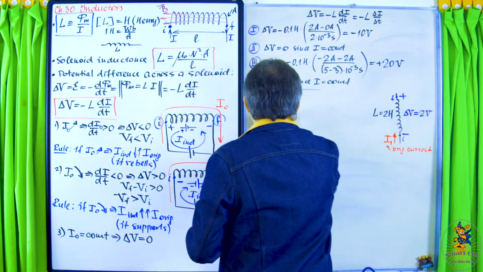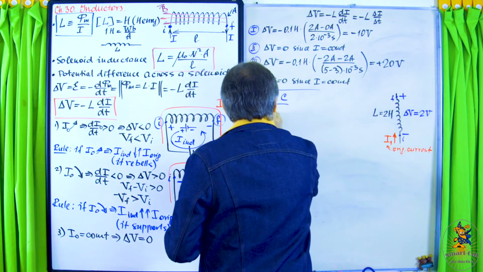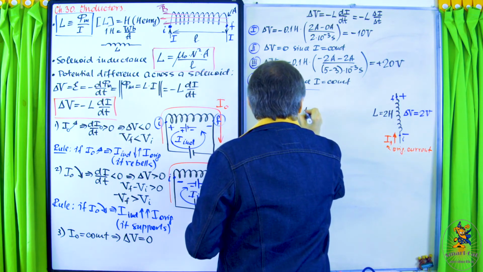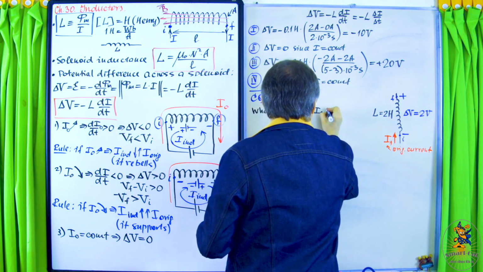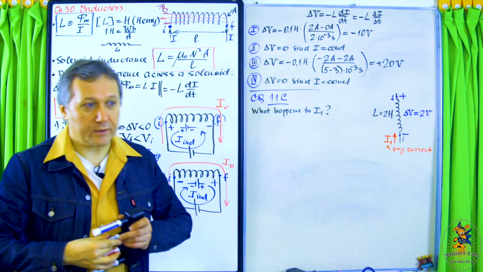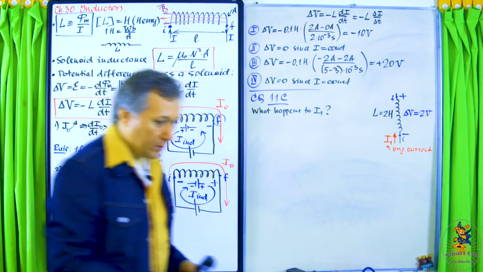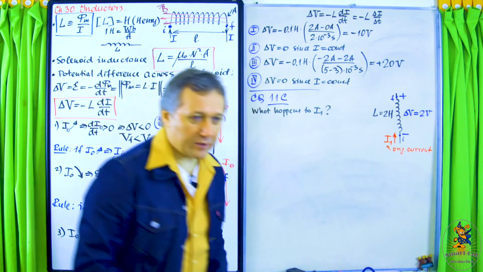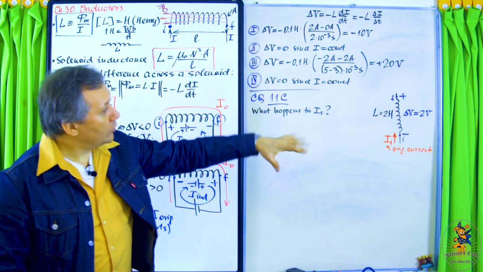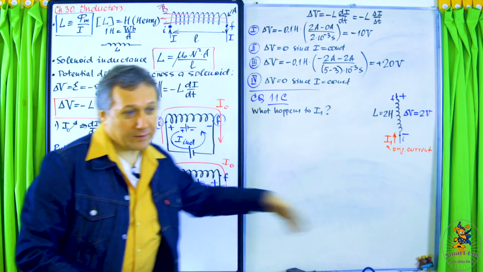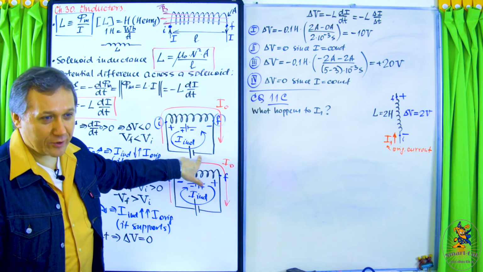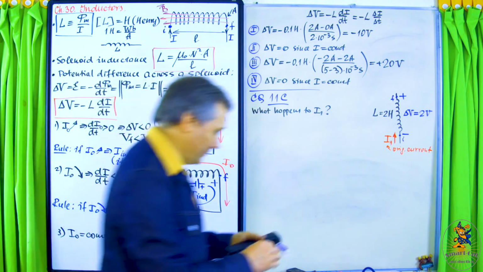Okay, so let me write: what happens to I1? In terms of, first, conceptually, is it growing, is it dying, and so on. Let me finish this question. Okay, so that's what is given. And in order to make the picture look better, at least in my opinion, let me add this battery which drives the original current.